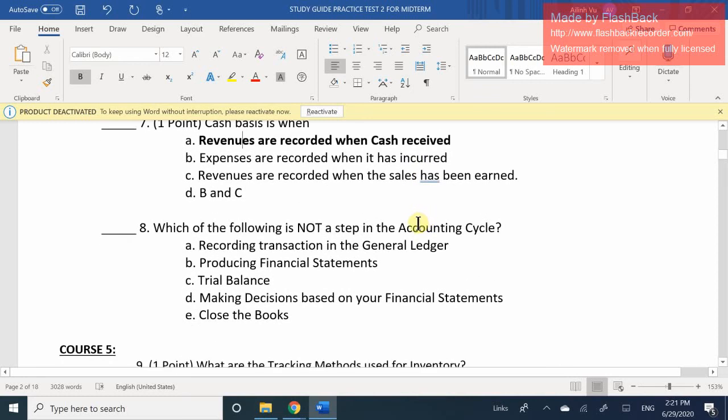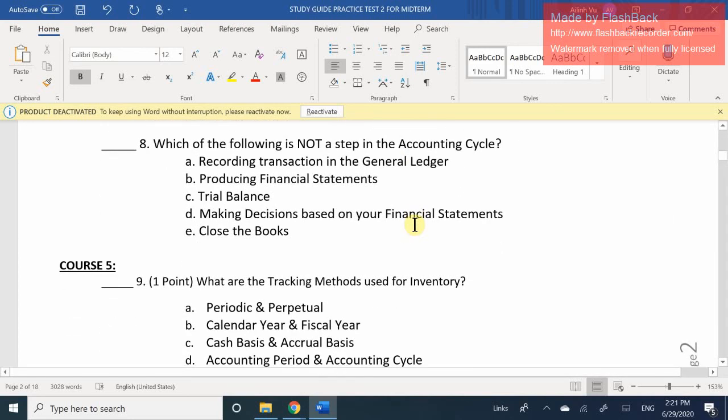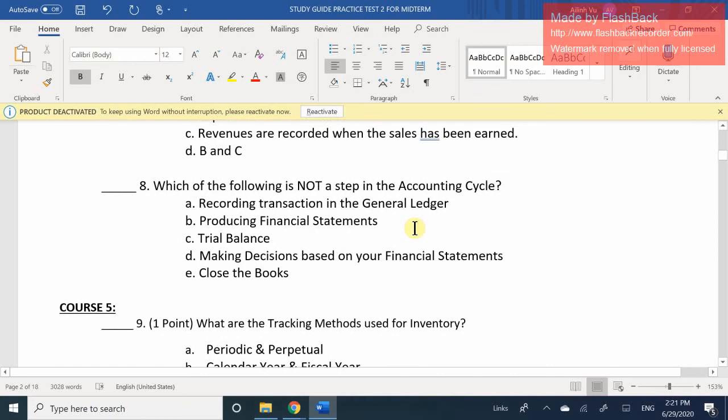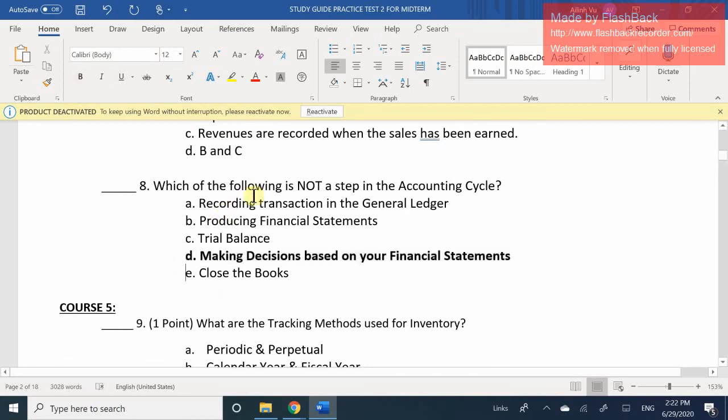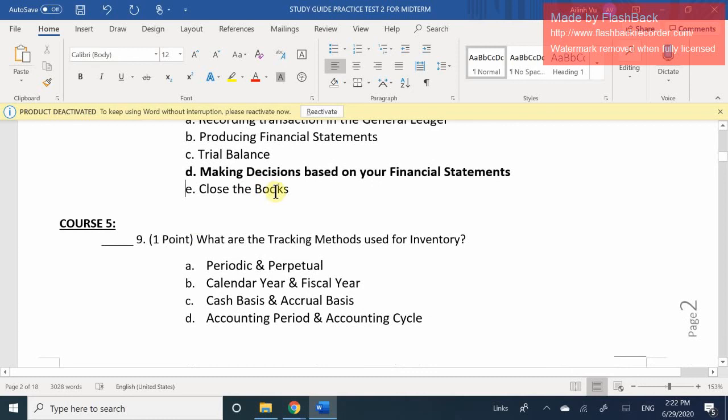All right. Number 8. Which of the following is not a step in the accounting cycle? How many steps are in the accounting cycle? Yes, there's 10. Is it A, recording transactions in a general ledger? B, producing financial statements? C, trial balance? D, making decisions based on your financial statements? Or E, close the books? Which one is not? D. D is correct, right? You are not the person who's going to make any judgments. You are just the accountant. You're just producing the financial statements. That's all you're doing. Okay, good.